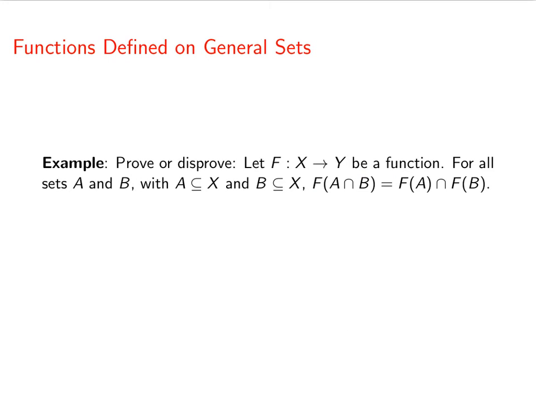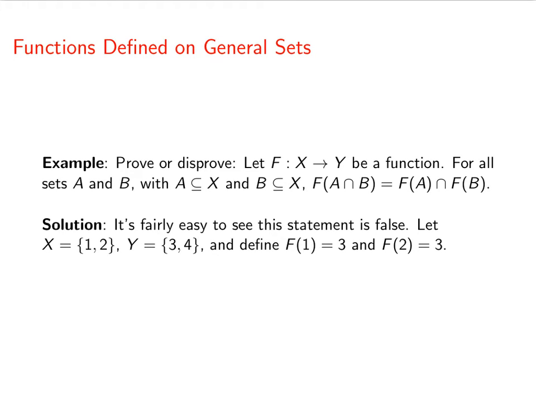Let's do another example involving proofs. Let f mapping from X to Y be a function, and then for all sets A and B, with A and B both being subsets of X, we'll prove or disprove f of A intersect B equals f of A intersect f of B. Now, it's actually pretty easy to see that this statement is false.